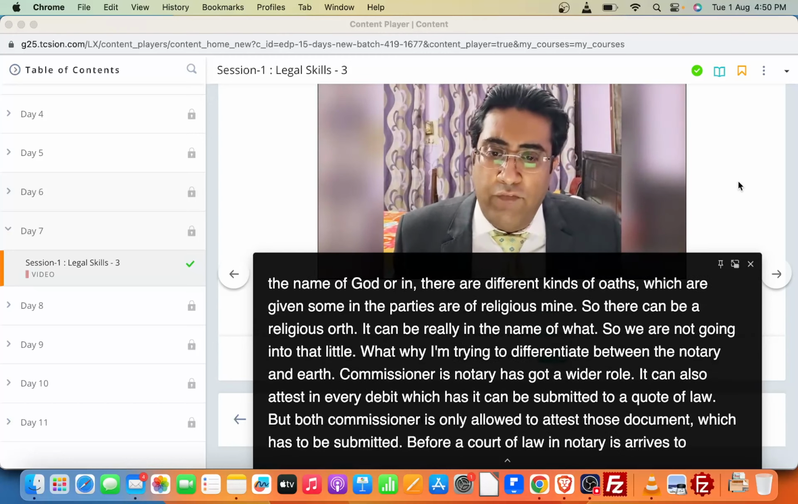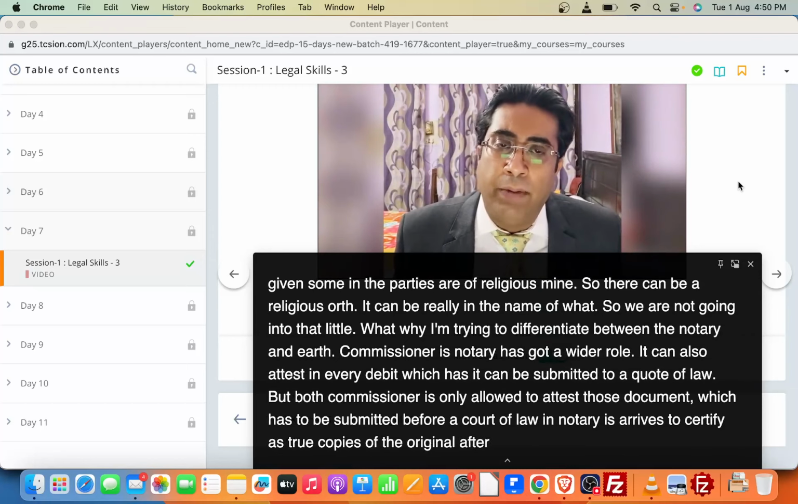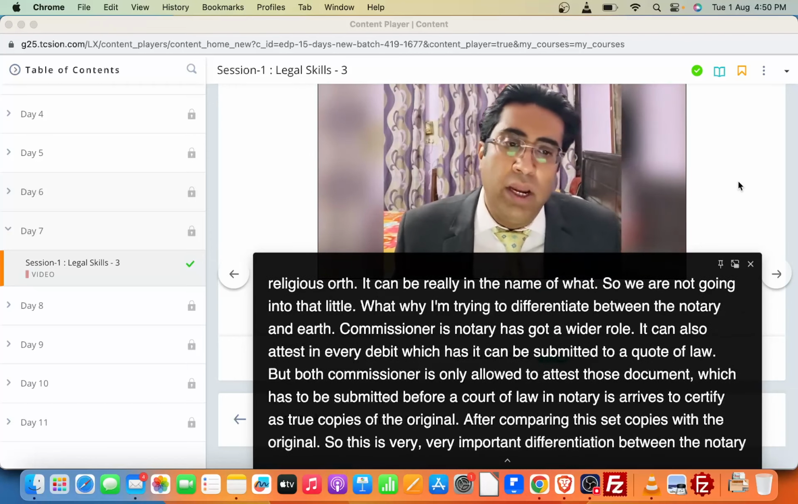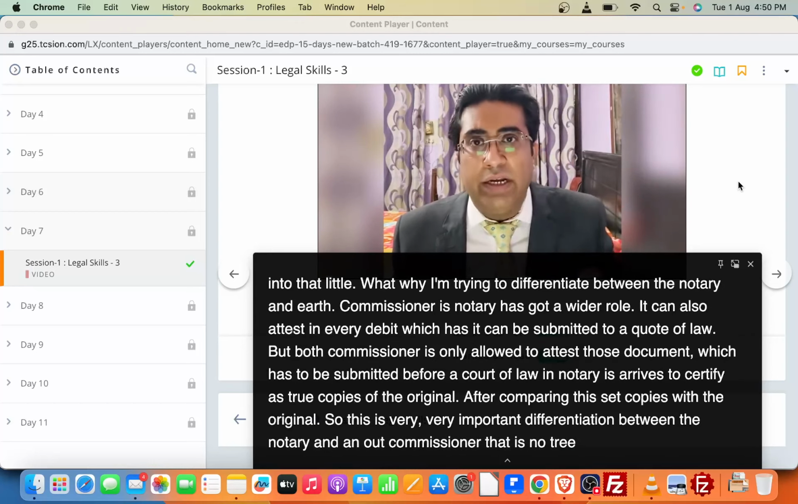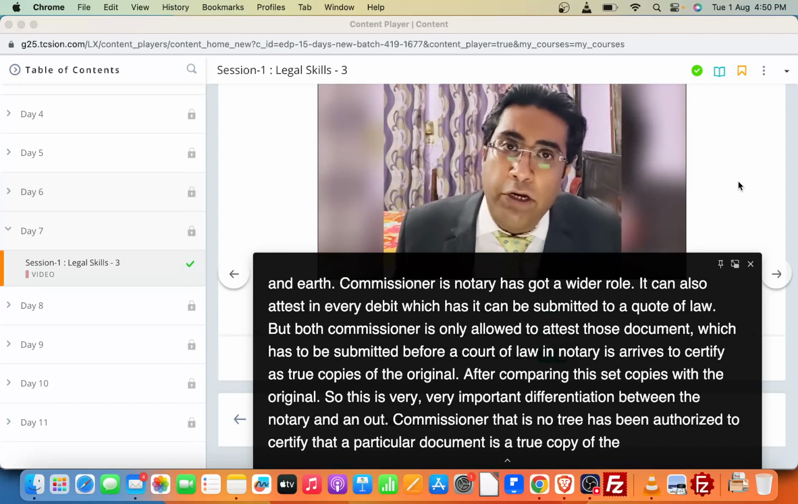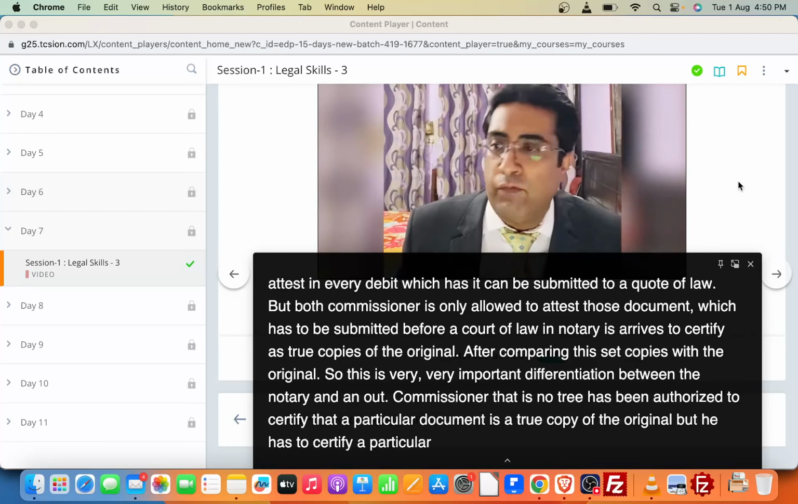A notary is authorized to certify as true copies of the original after comparing the said copies with the original. So this is a very important differentiation between the notary and an oath commissioner. That is, a notary has been authorized to certify that a particular document is a true copy of the original, but he has to certify a particular photocopy.